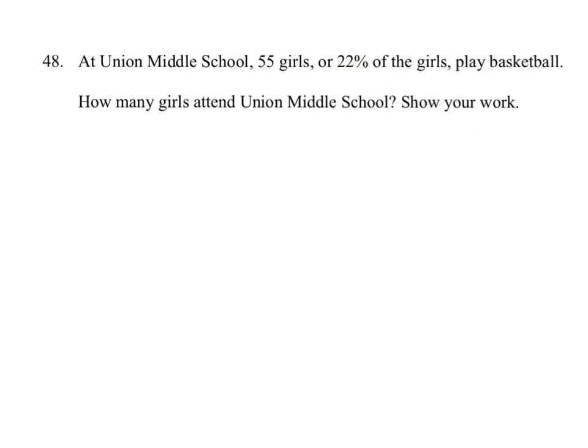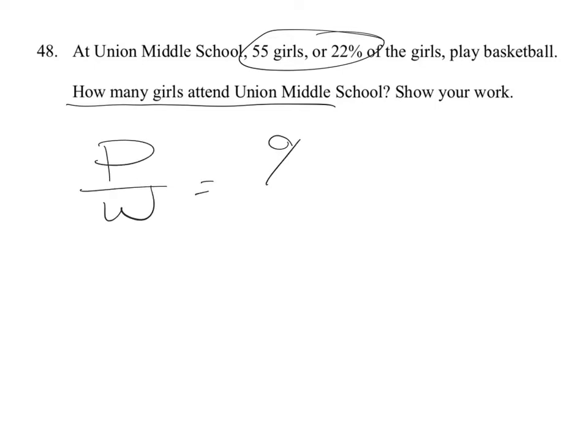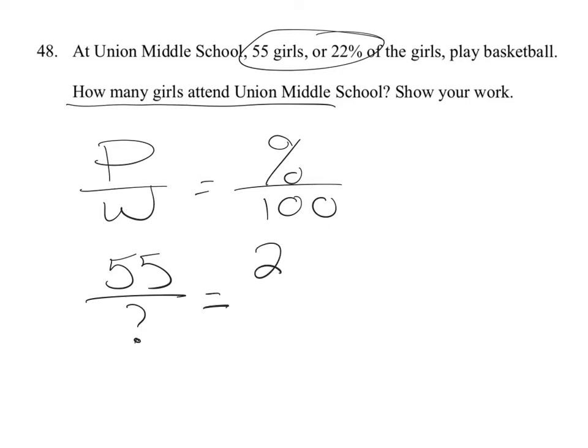At Union Middle School, 55 girls, or 22% of the girls, play basketball. How many girls attend Union Middle School? So once again, you should be thinking part over whole equals percent out of 100. So this time they're giving us the part, because not every girl is going to play basketball. So that's 55. We're trying to find the whole. We know 22% out of 100.